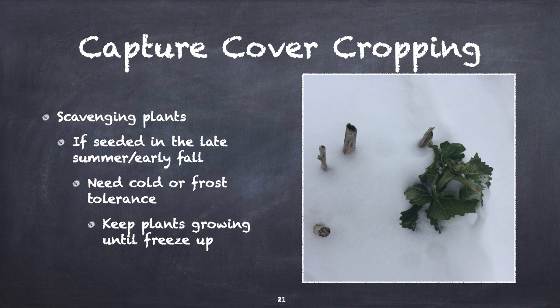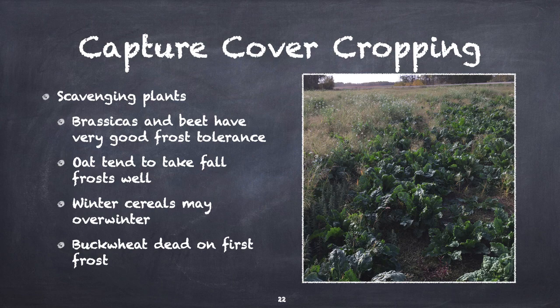And is that a good thing or a bad thing? Well, if it's green, it's still capturing sunlight and still leaking out root exudates into that soil. So the more days we can be pumping these root exudates in, the better off we are soil health wise. So your brassicas and beets have very good frost tolerance. Oats, when seeded late, tend to have really good frost tolerance as well.